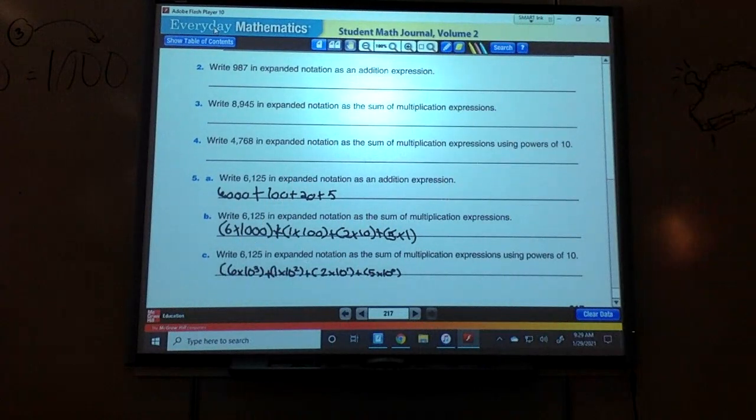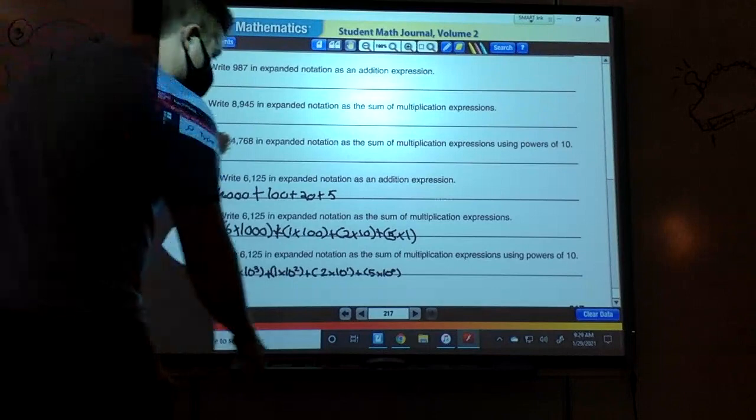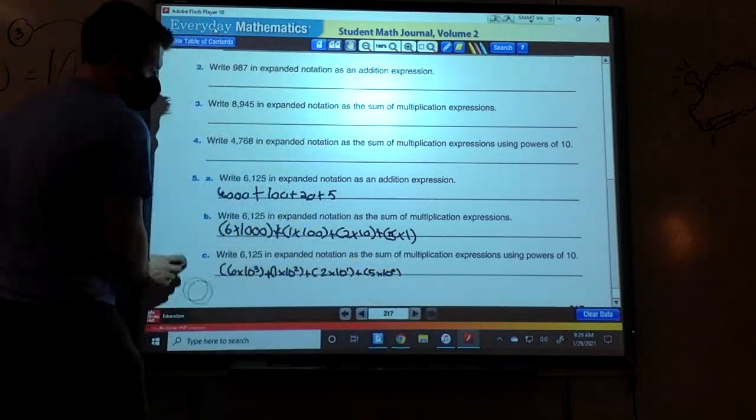Perfect. 6 times 10 to the third, because 1,000 is a 1 with 3 zeros. So on down the line. How do we do? Feeling okay? Yeah. Expanded notation? I did B for C and C for B. Okay.